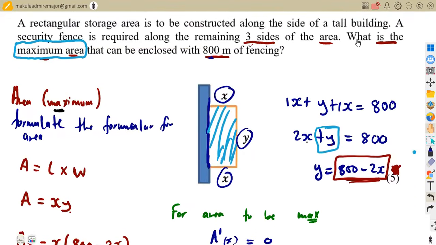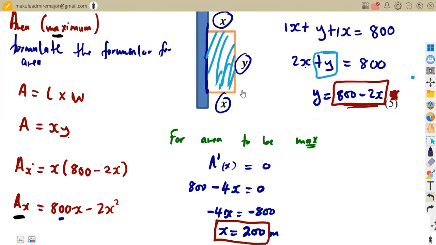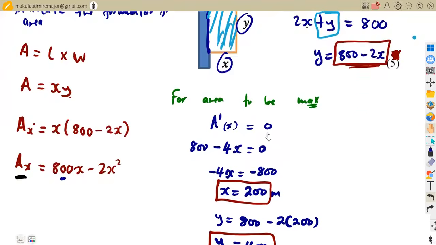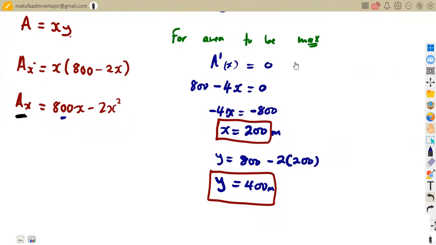Our question is, what is the maximum area? So we are saying for our area to be maximum, the first derivative must be equal to zero, and we obtained the value of x. When the area is maximum, our x is 200. When this same area is maximum, y is 400. So therefore, we can determine our area.